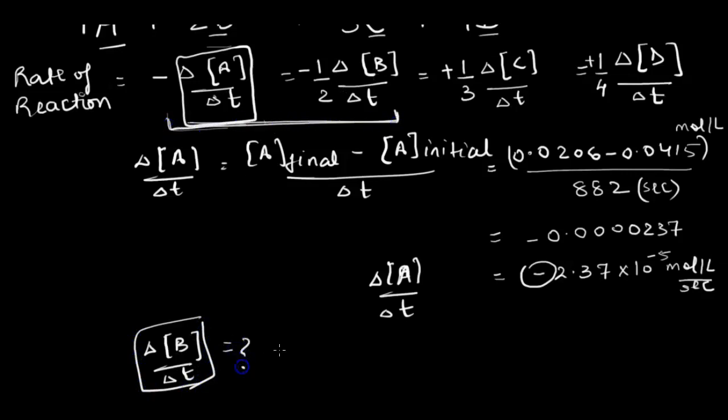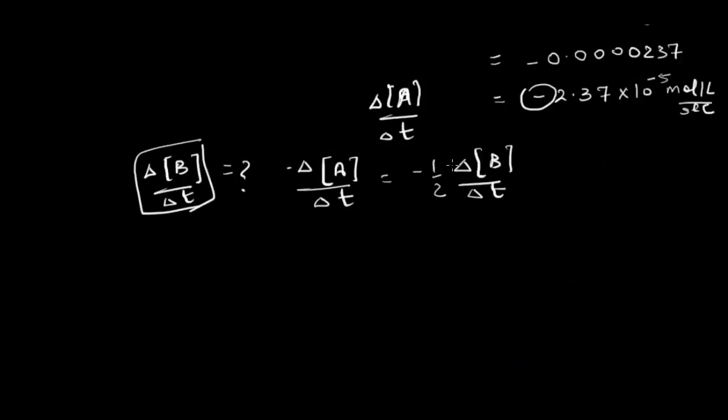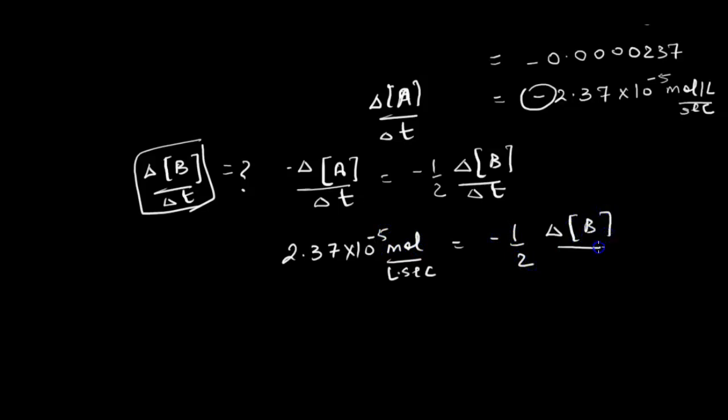So to find this out, we would rewrite this together. Negative change in concentration of A over time is equal to negative half change in concentration of B over total time. We know this thing is given to us as 2.37 times 10 to the power negative 5 moles per liter per second, which is equal to negative half change in concentration of B over time.